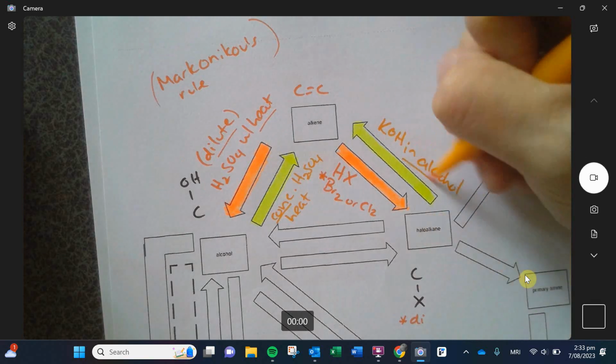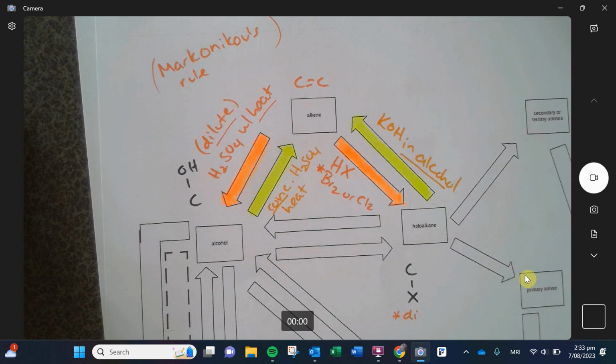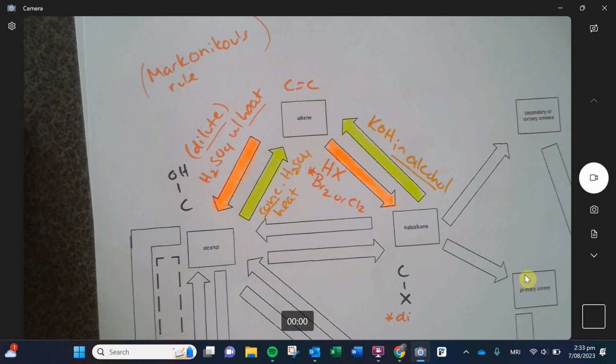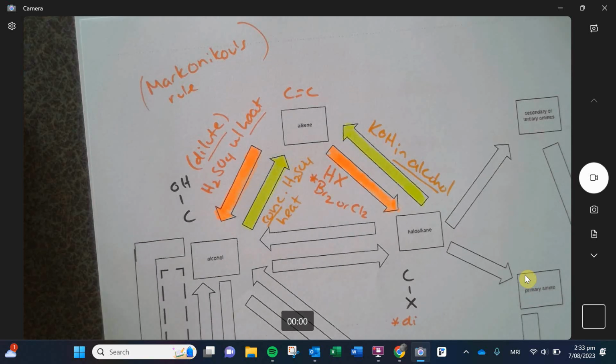So again, those specific conditions are really important, and you'll see why when we start looking at some of the other reactions. Are we okay with that so far? All right. Figured I'd start with those because those ones are probably the easiest.